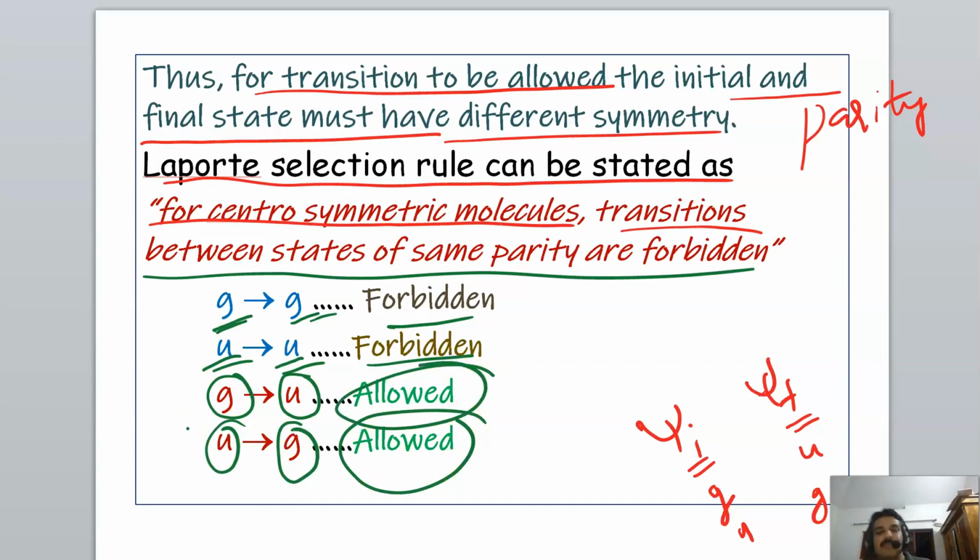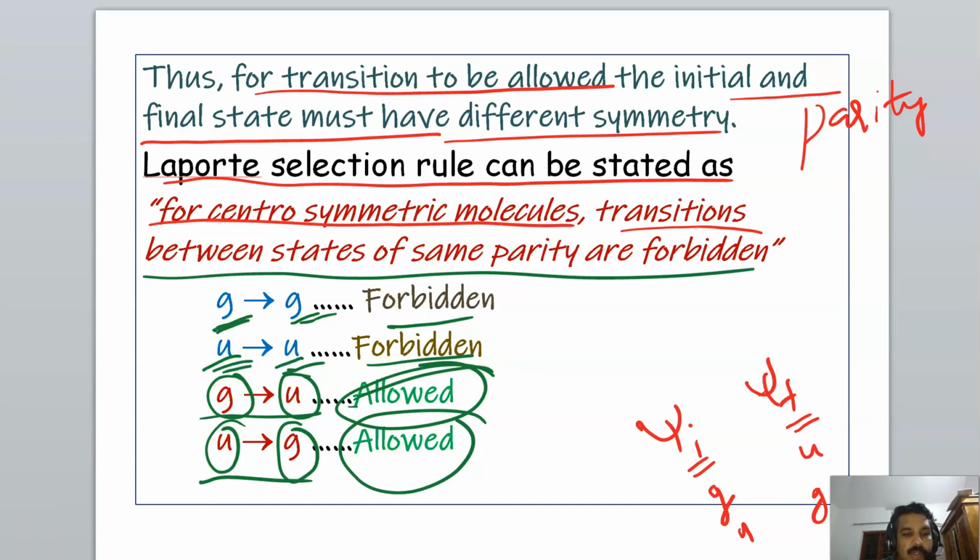That is, for a transition from one level to a higher level, the initial and final states should have different parity. One of them should be U and the other should be G. U to G or G to U transitions are allowed. G to G and U to U transitions are forbidden, and that is the reason.